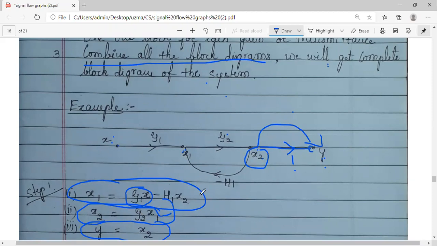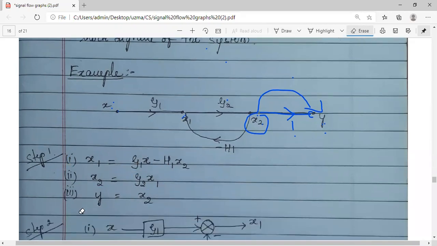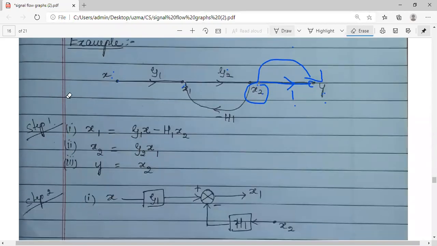Now what is the second step? For each of these equations, I have to draw the block diagrams separately. So we have 3 equations, so 3 block diagrams will come. Step 2, first equation is this. What is the output?